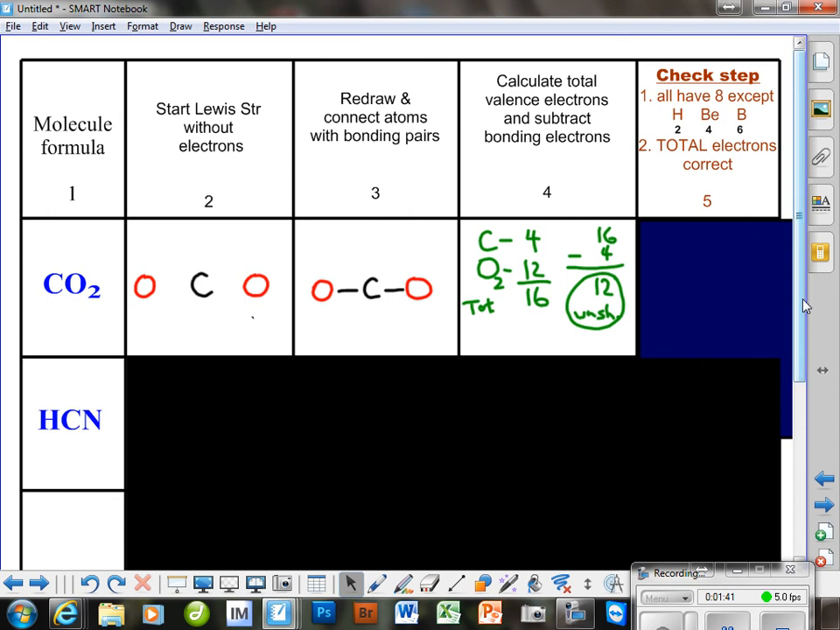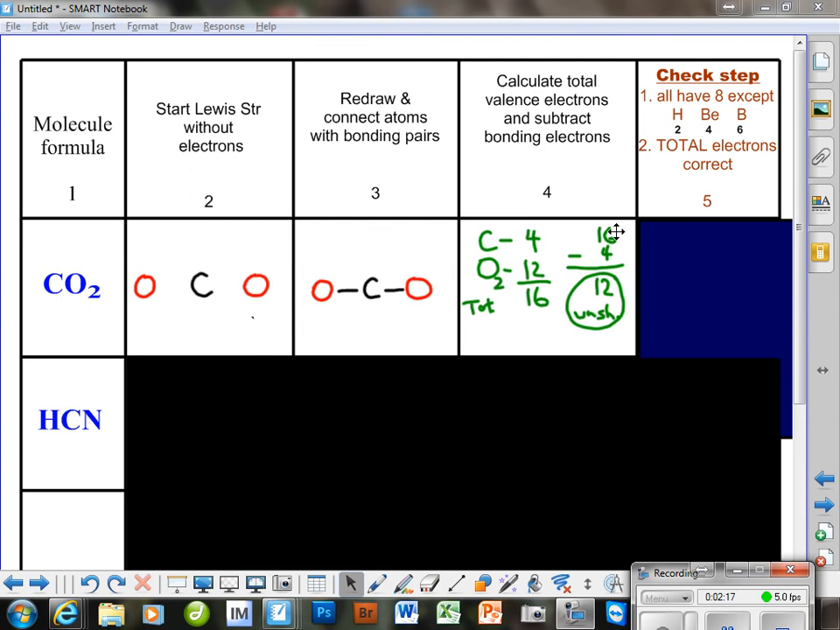So when we figure out the numbers, we've got carbon here with 4 and oxygen with 12. And the 4 comes because carbon is in column 4, and in column 4, everybody has 4 valence electrons. Oxygen is in column 6, and each oxygen has 6 valence electrons, but there's 2 of them, as we see here. And so 2 times 6 is 12. Add them up and we get 16.